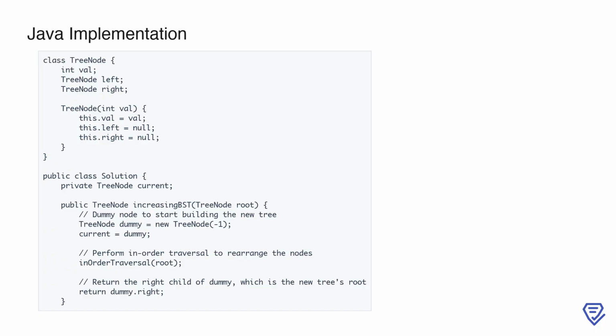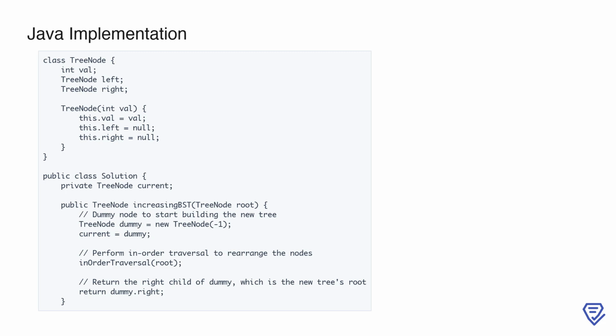To begin, we create a dummy node with a value of -1. This dummy node acts as a placeholder to help us build the new tree incrementally. We also initialize a current pointer, which will keep track of the last node in the rearranged tree. Next, we perform an in-order traversal of the original tree.